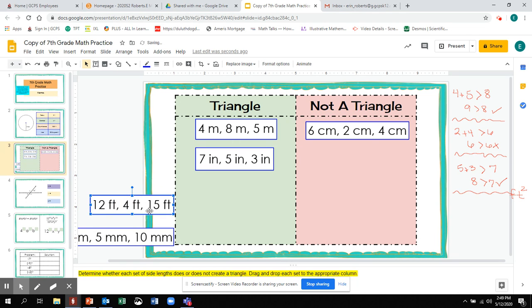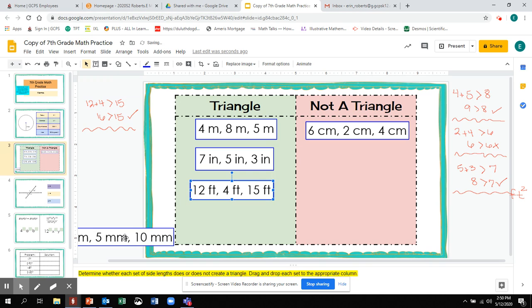Now let's look at 12, 4, and 15. In this problem, my two shortest side lengths are 12 and 4, so I'm going to add those together. And if this is a triangle, then those should be greater than my third side, which is 15. Well, if I do 12 plus 4, I get 16. And now I ask myself, is 16 greater than 15? Well, yes, 16 is greater than 15, so that means that these also create a triangle.